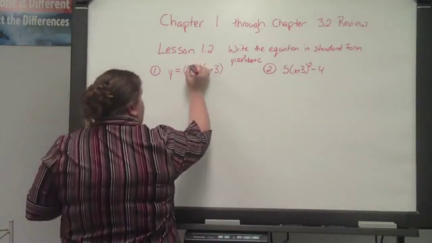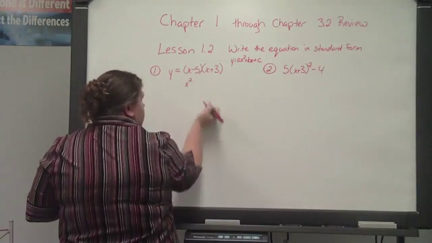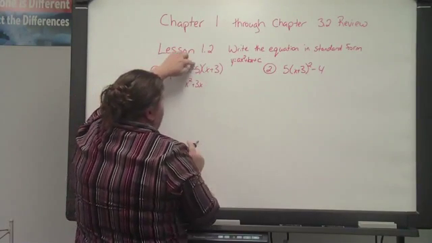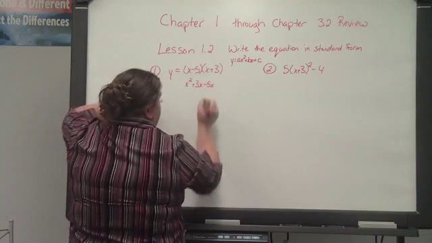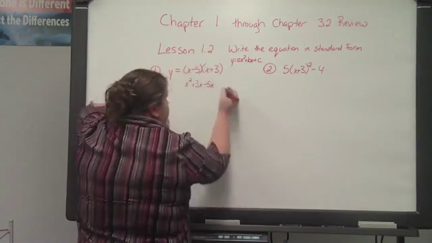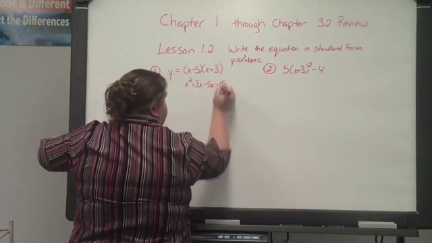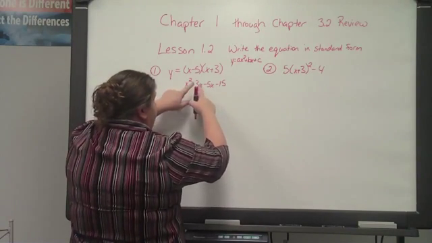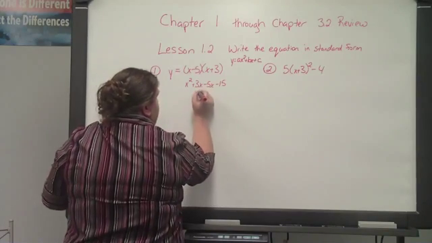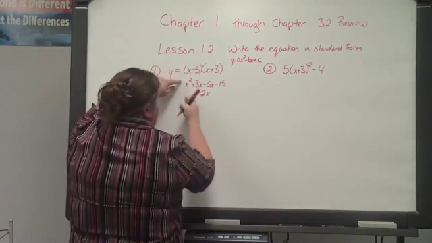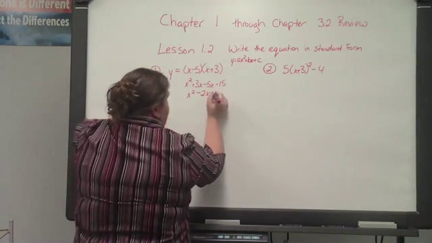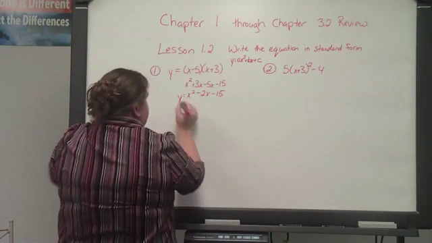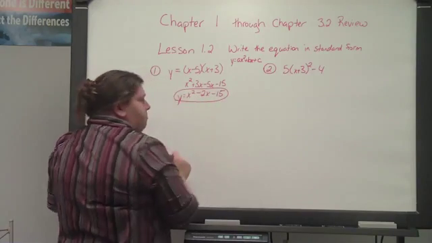I'm going to multiply x times x, which gives us x squared, x times a positive 3, which gives me 3x, a negative 5 times x, which gives me a negative 5x, and a negative 5 times 3, which gives me a negative 15. Now with this, all we do is combine like terms. I have a positive 3x minus 5x, so that gives me a negative 2x. I'm going to bring down my x squared, and I'm going to bring down my negative 15. And so here, y equals x squared minus 2x minus 15 is standard form.